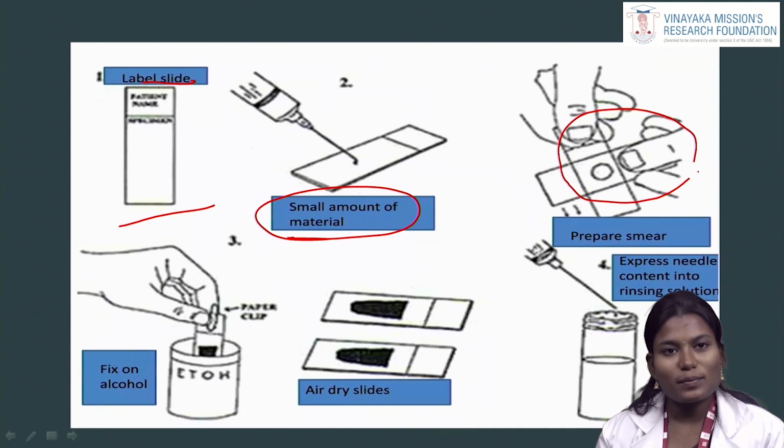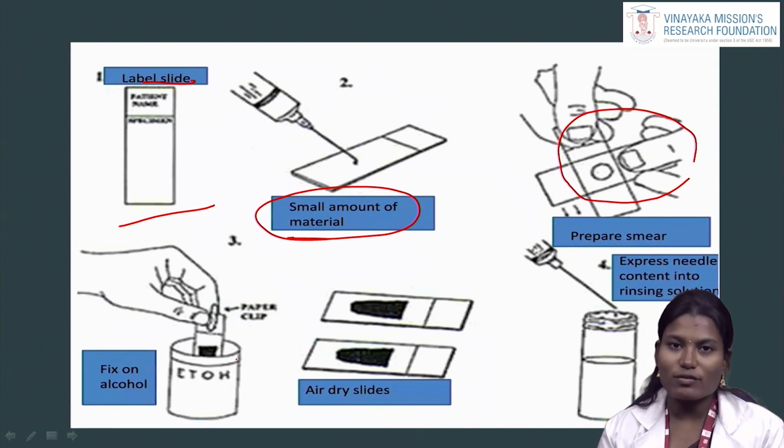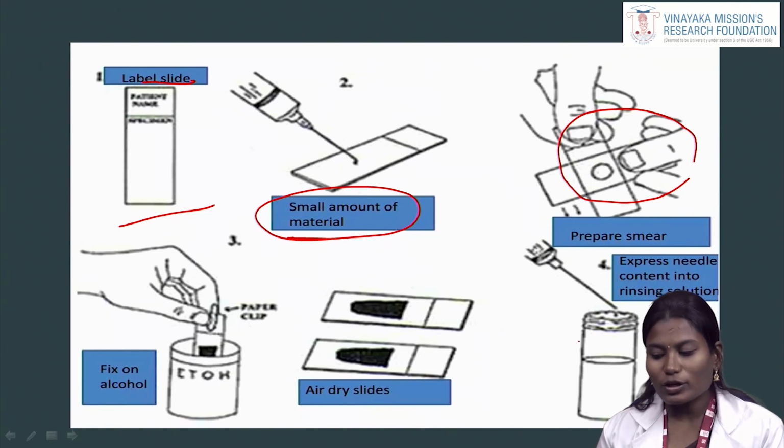Then prepare the smear using another slide, making a gentle spread of the smear. After the smear preparation, introduce it to fixation immediately, with 70 to 90% ethanol or formalin. Then if you want to air dry the slide, we dry it in the laboratory area without contamination. Then finally we move to the staining area.